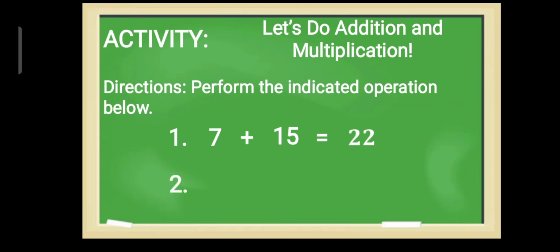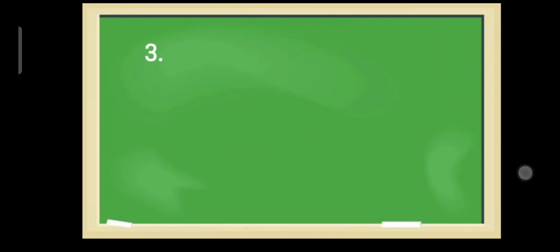Good job, students. How about number 2? We have negative 9 plus 14. What do you think is the answer? It is equal to 5. How about number 3? We have negative 6 plus negative 17 is equal to, the answer is negative 23.